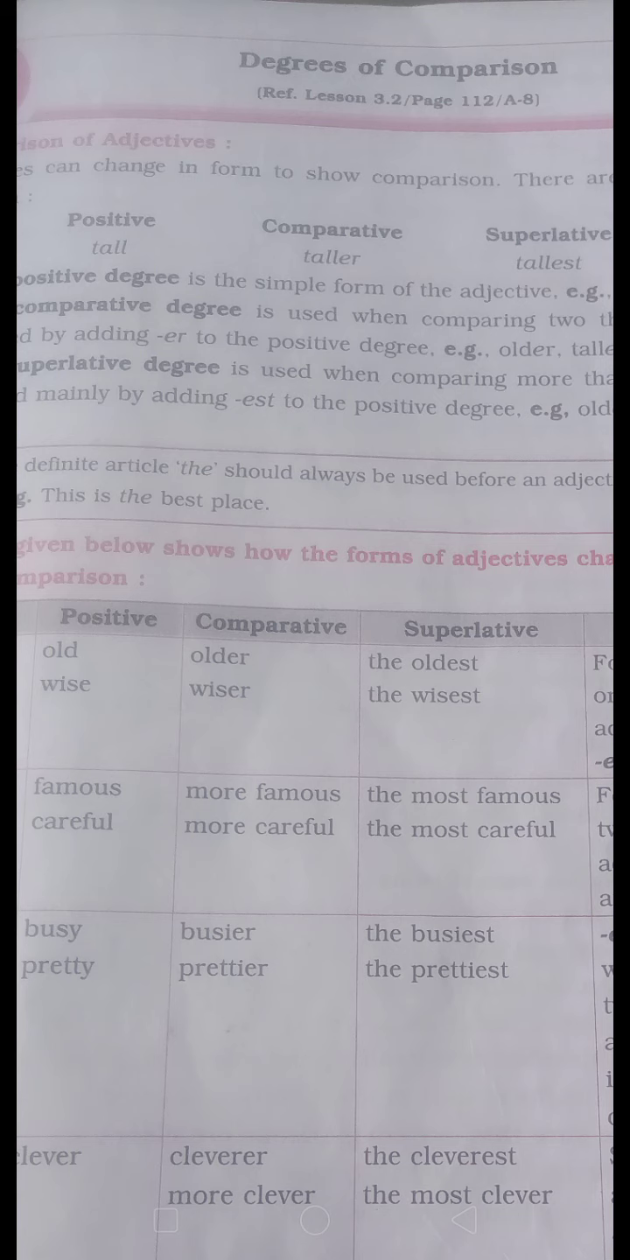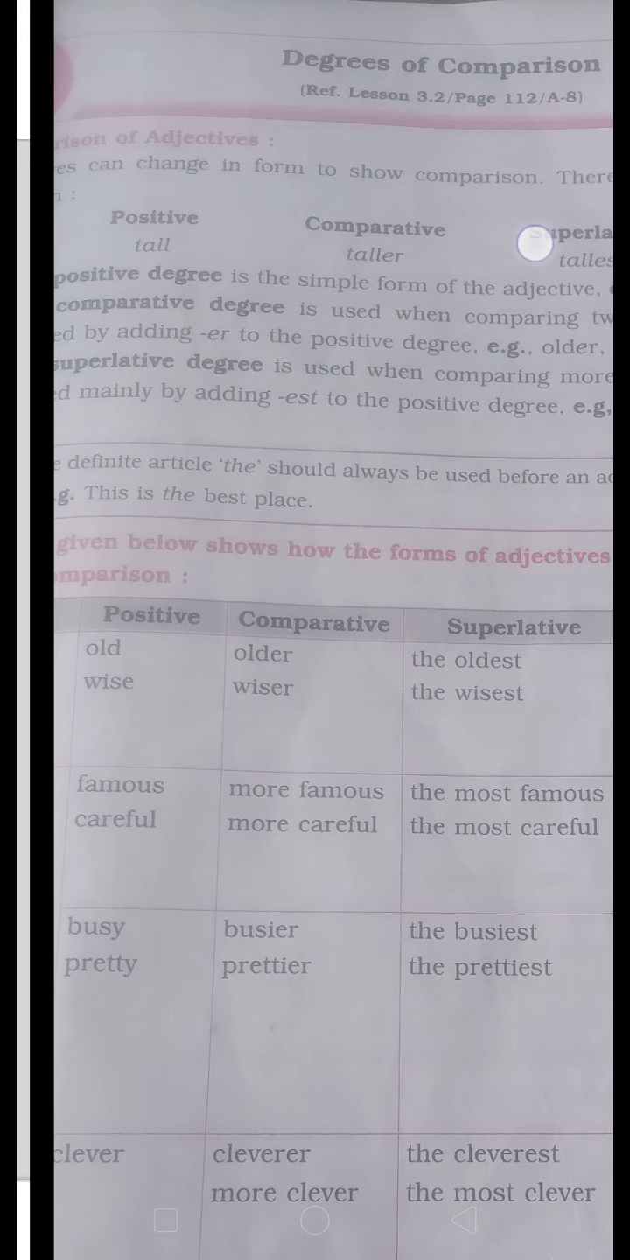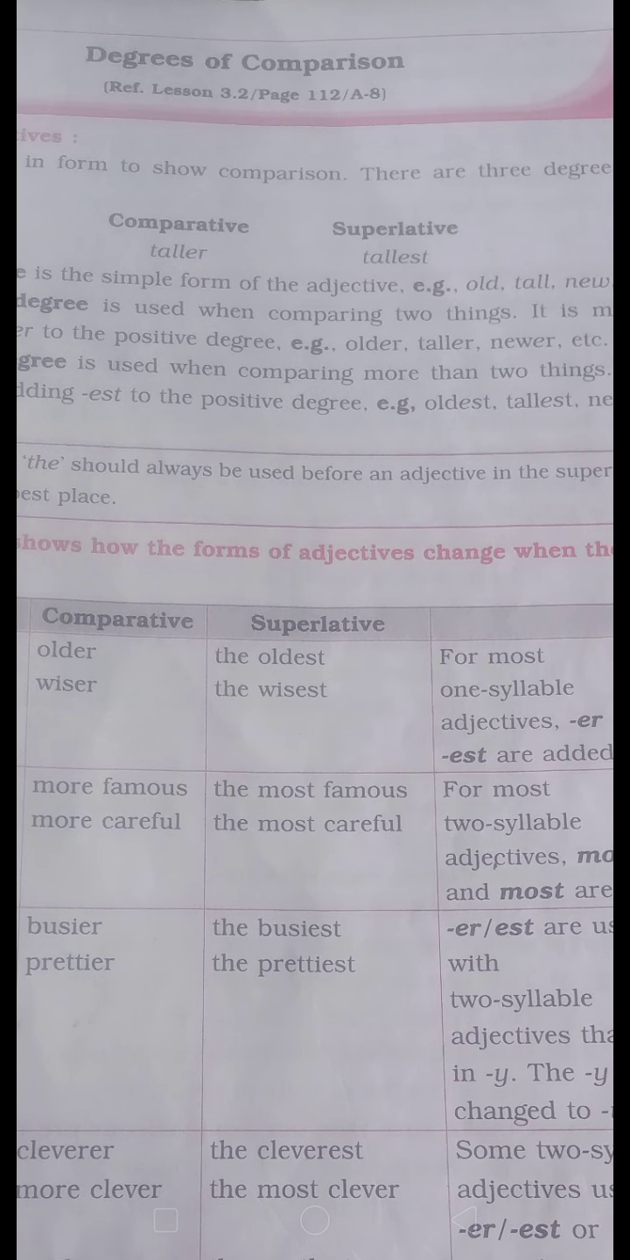And the superlative degree is used when we compare more than two things. It is mainly formed by adding est to the positive degree. For example, tall is the positive degree, then tallest is the superlative form of the adjective. For example, oldest, tallest, highest, newest. These are the superlative forms of the adjective.